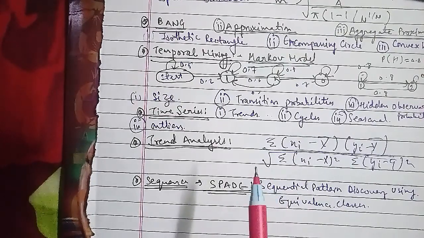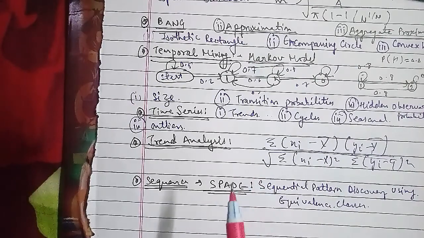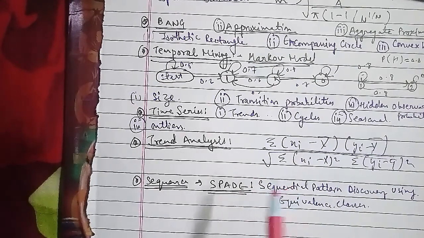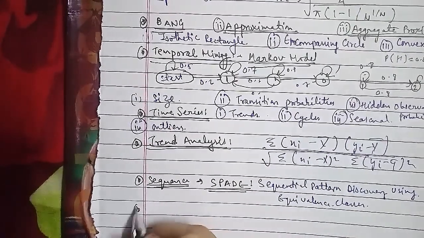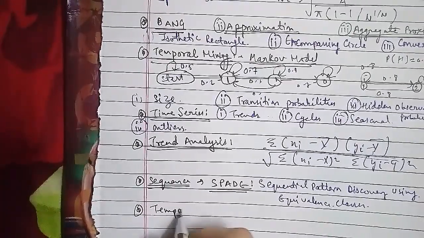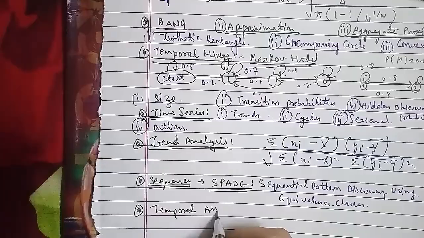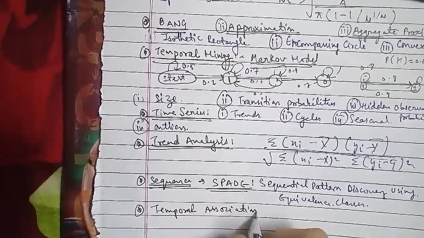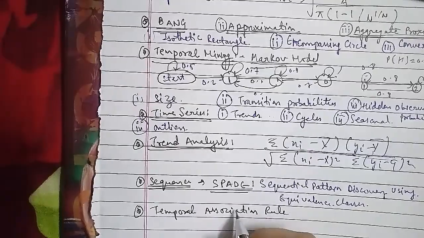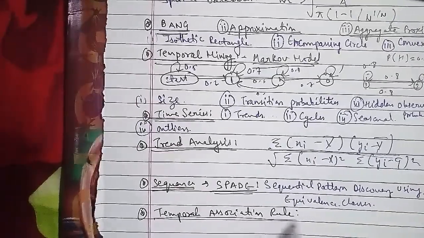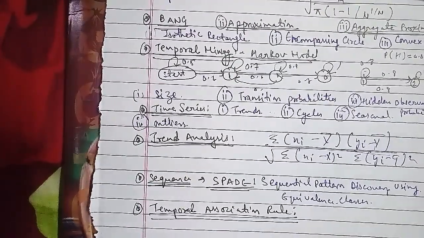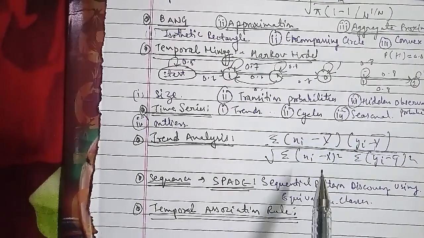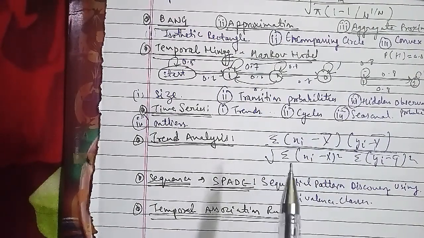Now we'll discuss in more detail the temporal association rule. In the association rule, a transaction can be viewed as (TID, CID, I1 to IM), where TID is the ID of the transaction, CID is the ID of the customer, and I1 to IM are the items.